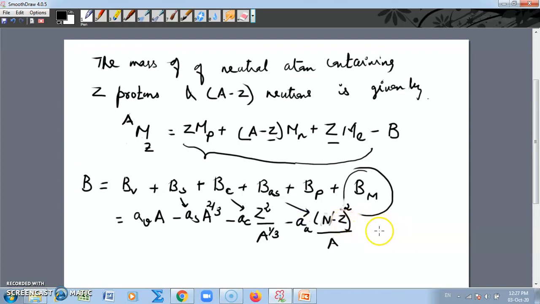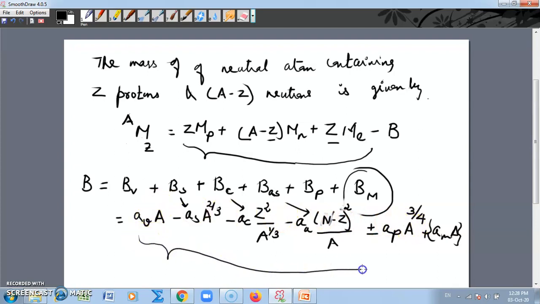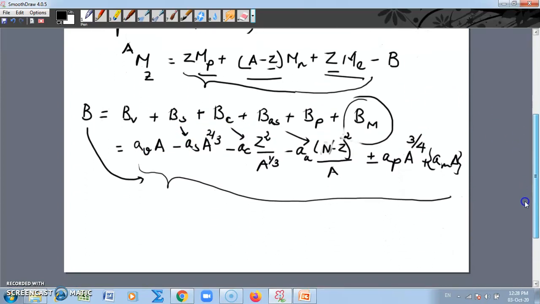We have done the pairing. The pairing is like this. It is plus minus a_P into A to the power 3 by 4. So these are the things, and of course we have the magicity, which is plus a_M into A. But this part is not a general part of the semi-empirical mass formula. So when I use all this in place of B, the whole formula becomes this plus this plus this plus this minus this. Its sign gets changed, and we have the total binding energy, the total formula like this.